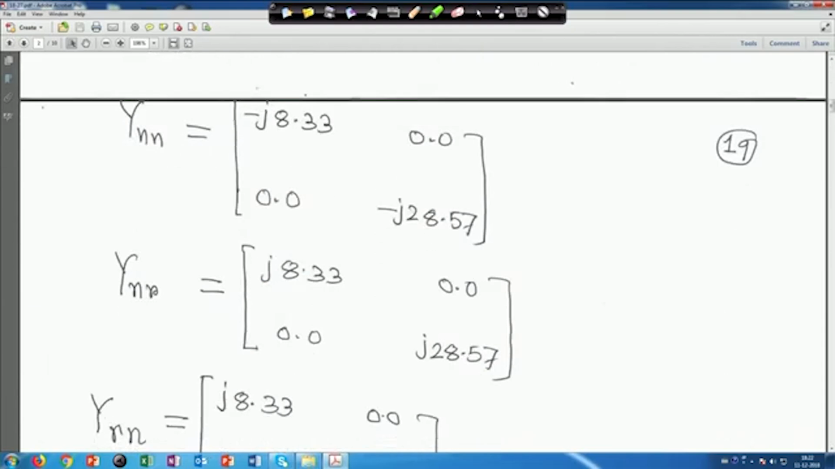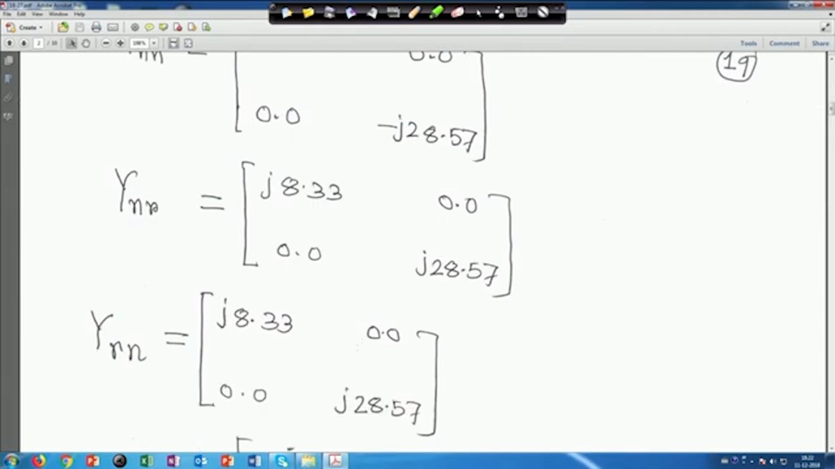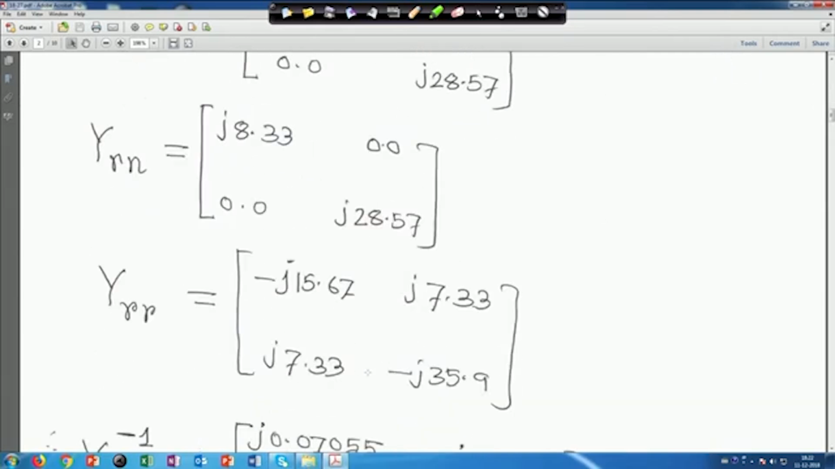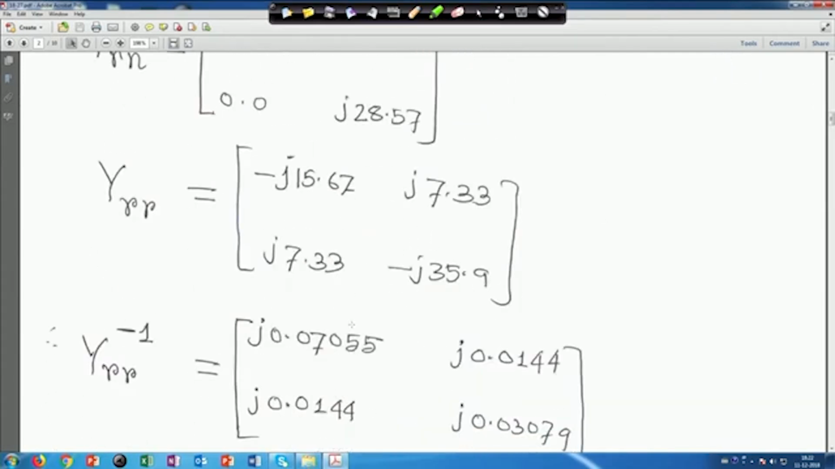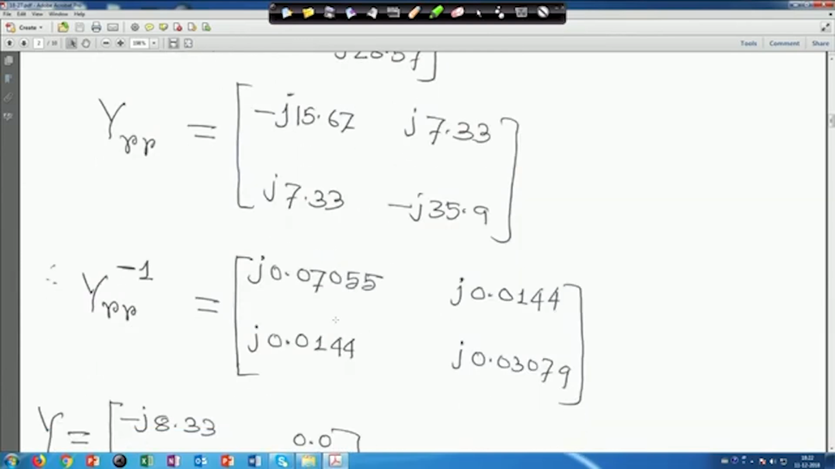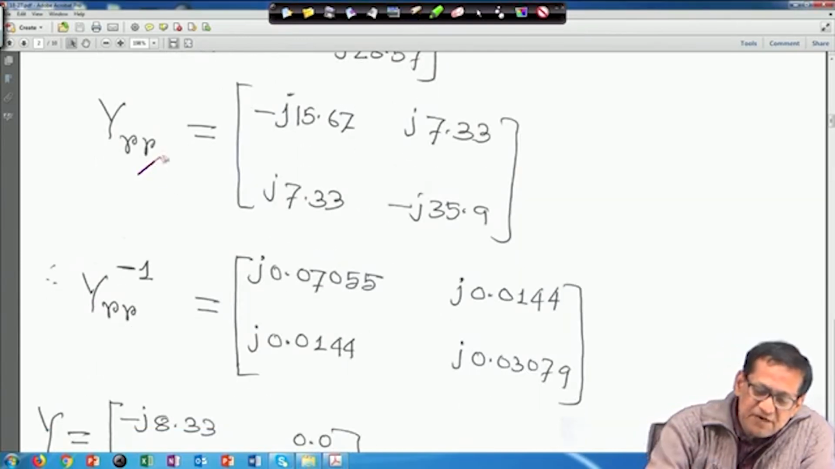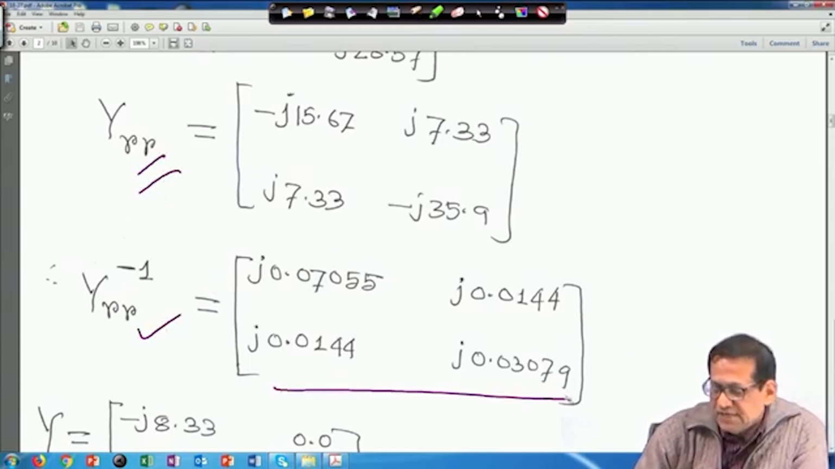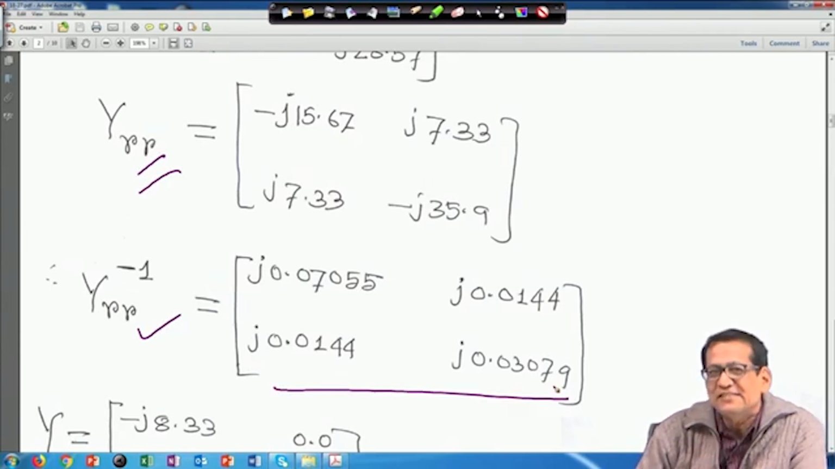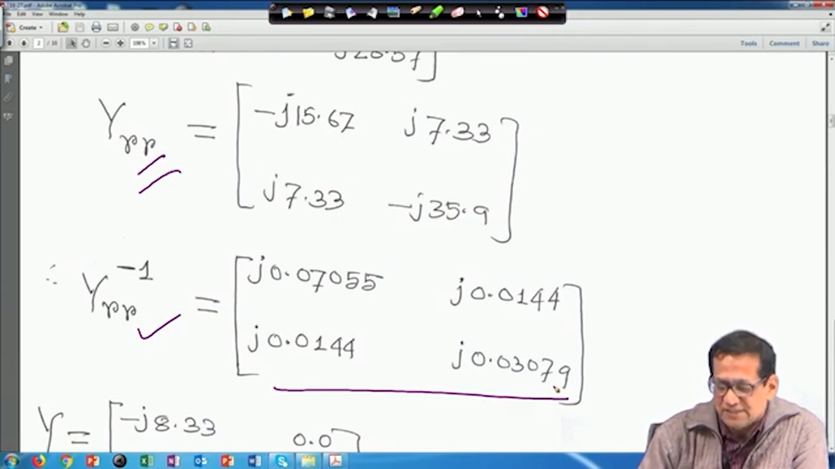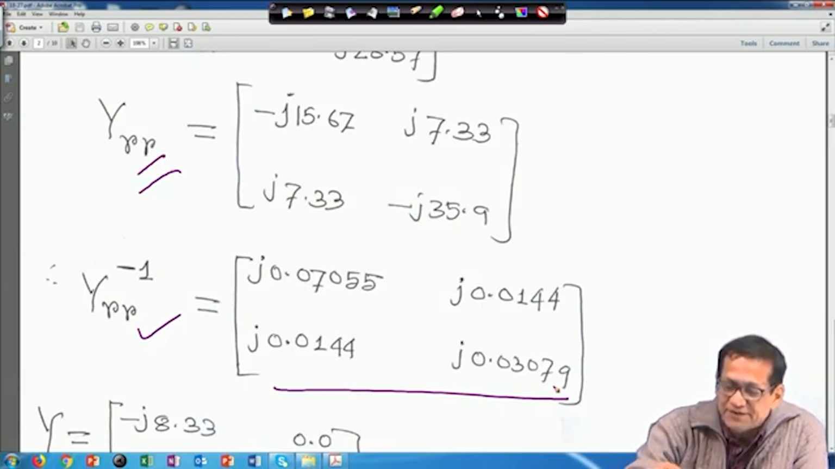So, we will substitute all of them. I told you YNN, YNR, YRN, YRR; if you substitute all. So, this is YNN, this is YNR, this is YRN and this is YRR, right, and if you invert this YRR matrix, then it will be like this, right. It is a 2 into 2 matrix, you can easily invert it, you take J common and simply invert that one, that is all, and multiply by J again, right.